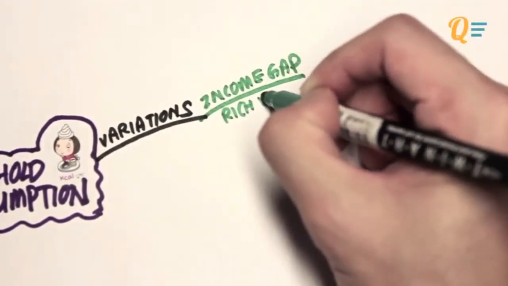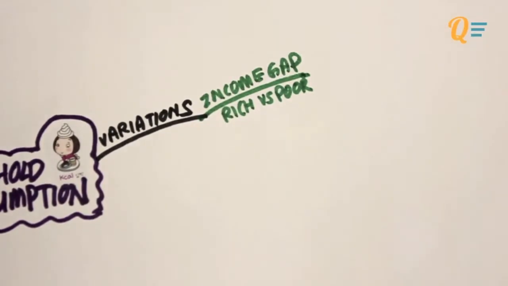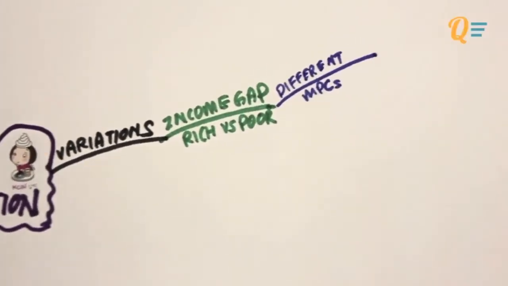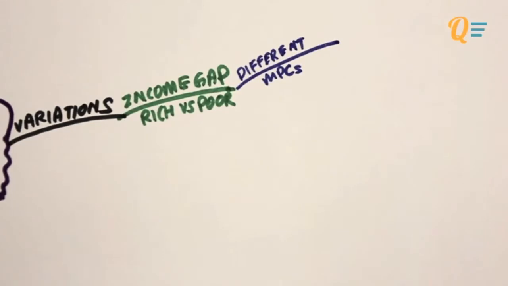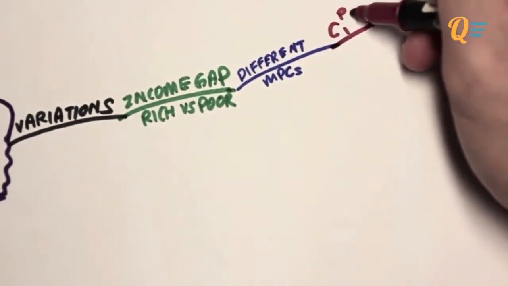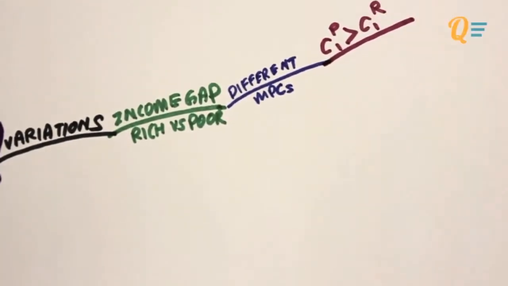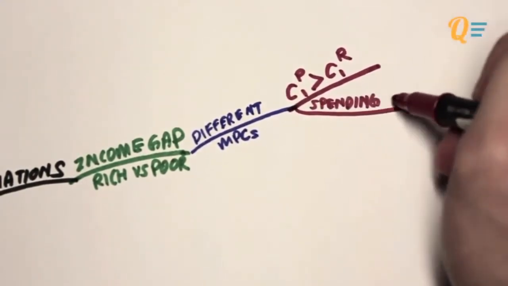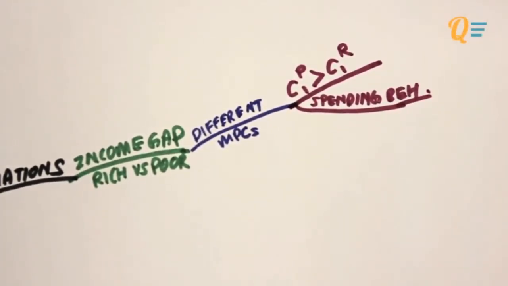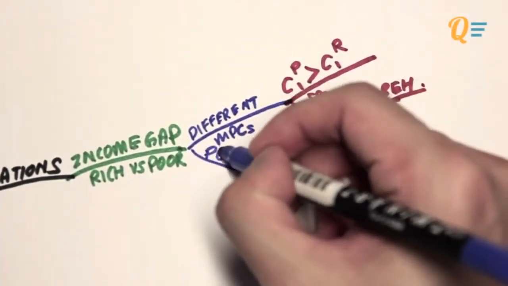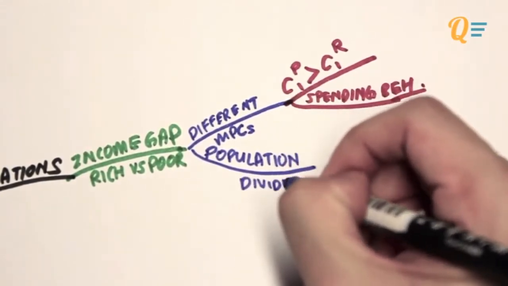So what if there is an income gap between the rich and the poor in this economy? The first thing that you will need to assume is that there's going to be different marginal propensity to consume for the rich and the poor. And the assumption is going to be simple. Basically, the marginal propensity to consume of the poor is going to be more than the MPC of the rich. That's why the rich is richer than the poor, right? It's because of their different spending behaviors. The rich tend to save more than the poor. Therefore, C1 for the poor is going to be larger than C1 for the rich.